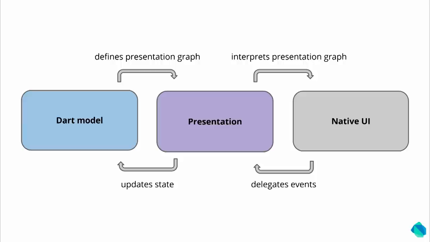The way it actually works is fairly simple, at least in the abstract. You have a Dart model that defines a presentation graph, and in this case, the presentation graph is what's actually shown on the device. So it's not everything, it's the subset that you can see. That is a presentation that is then interpreted by the native UI and turned into native widgets. If the native UI determines that you're doing something to some of these elements, it will delegate events back to the presentation, and these events will then potentially update state inside the model, like telling the system that you've scrolled. It feels like a fairly nice model, because it decouples the Dart model from the native UI in a very clean and sane way. All they interact with is this presentation, and they do it in a very orderly manner, letting everything flow in a unidirectional way.